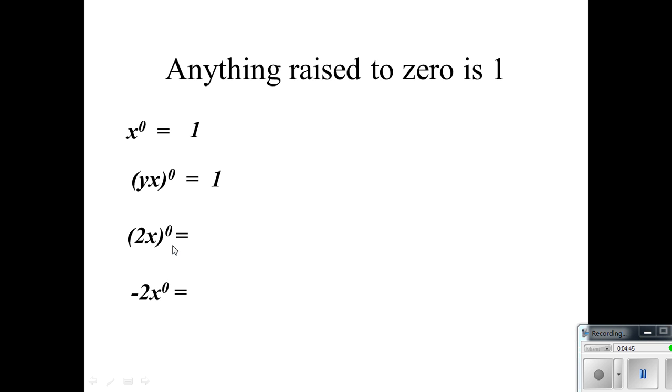Now let's see the last two examples. Here I have the quantity 2x raised to 0. So this expression here will be equal to 1. For this last example, note that only x is raised to 0. So negative 2 is not raised to 0, it's only the variable x. In this case, your x will be the one that is equal to 1. So your x raised to 0 will be equal to 1. So negative 2 times x raised to 0 is the same thing as negative 2 times 1, equal to negative 2.